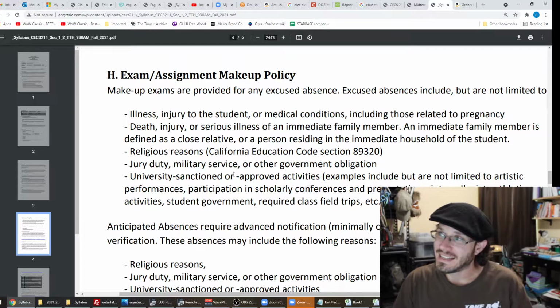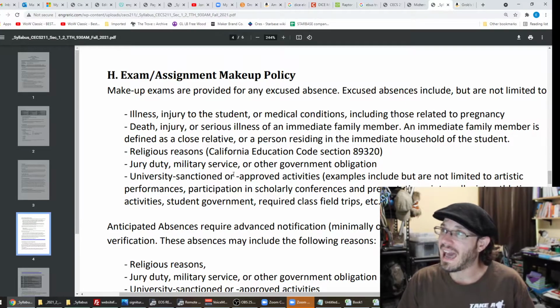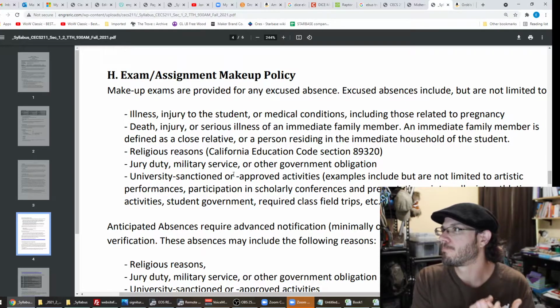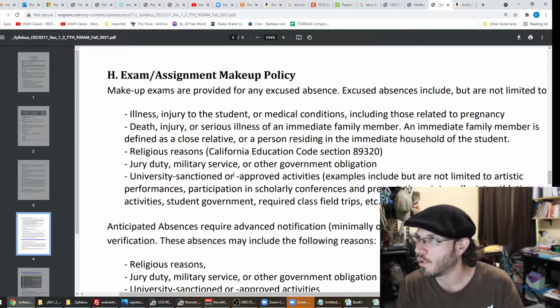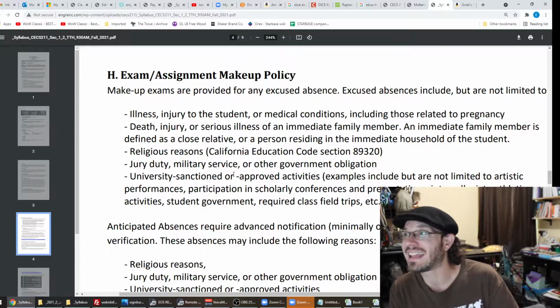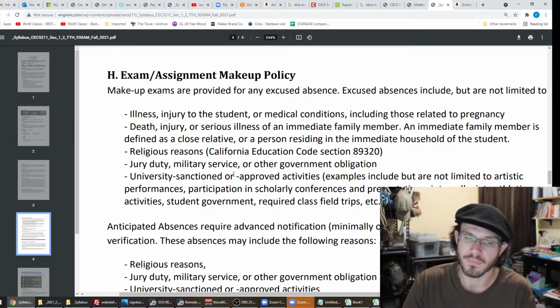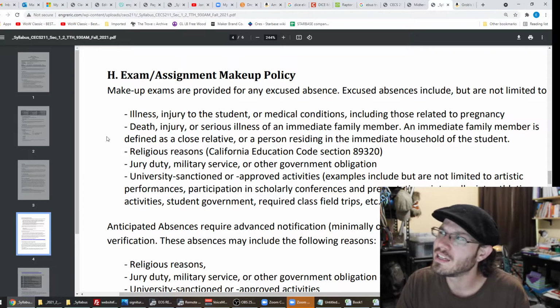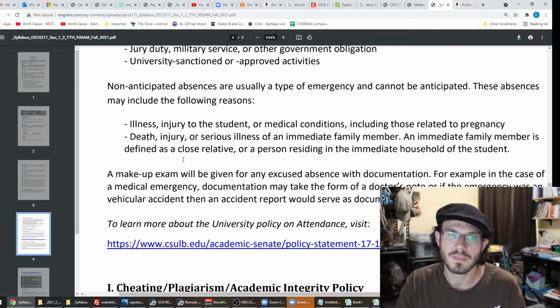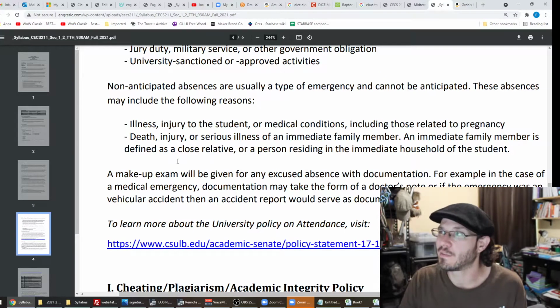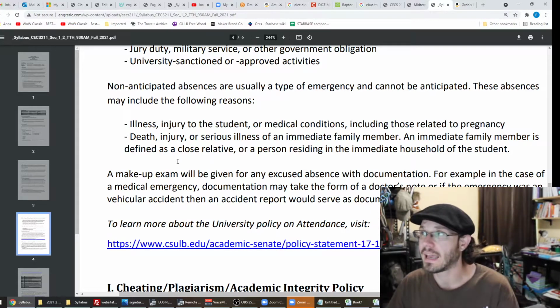Advanced notification is like, I'm going to be at a school function, like an athletic thing. You know about that beforehand. I should know about that at least 1 week in advance. Also, religious reasons, jury duty, things like that would be under advanced notification. Things that are not anticipated are emergencies, sickness, illness, death of an immediate family member, things like that.